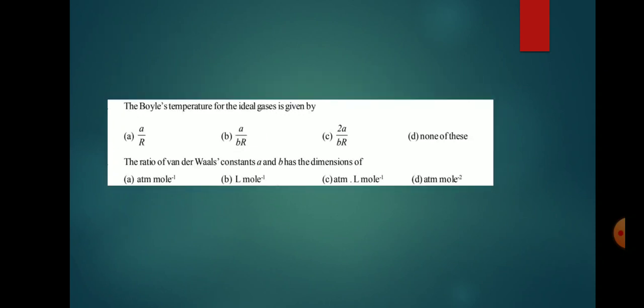Third question: the Boyle's temperature for ideal gases is given by option A, a by R, option B, a by bR, option C, 2a by bR, option D, none of these. The answer is option B, a by bR, as we have discussed in the first question. Fourth question: the ratio of Van der Waals constants a and b has the dimensions of option A, atmosphere per mole, option B, liter per mole, option C, atmosphere liter per mole, option D, atmosphere per mole square. And the answer is option C, atmosphere liter per mole.